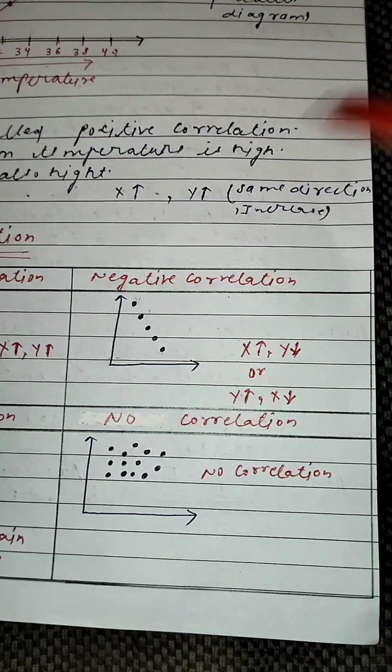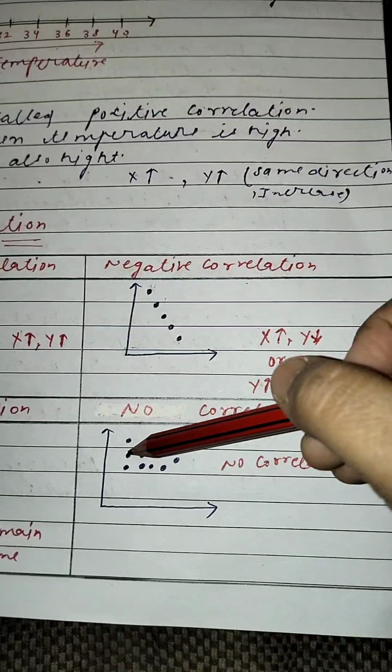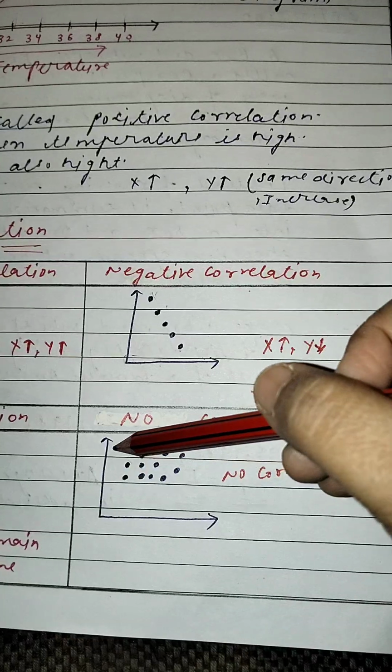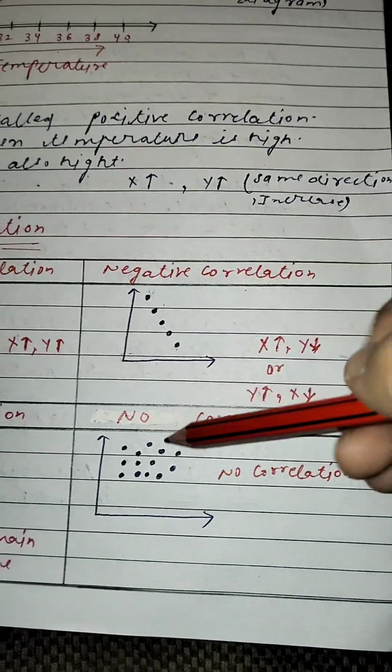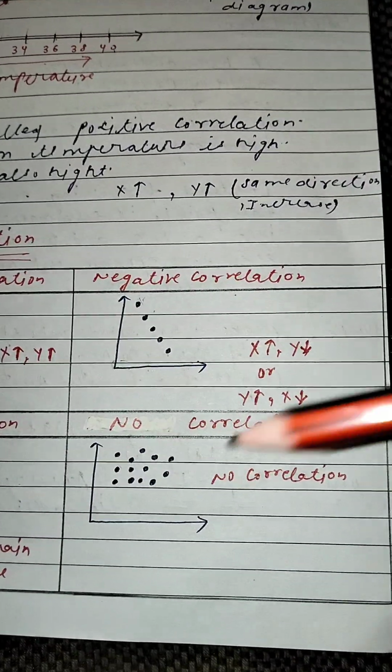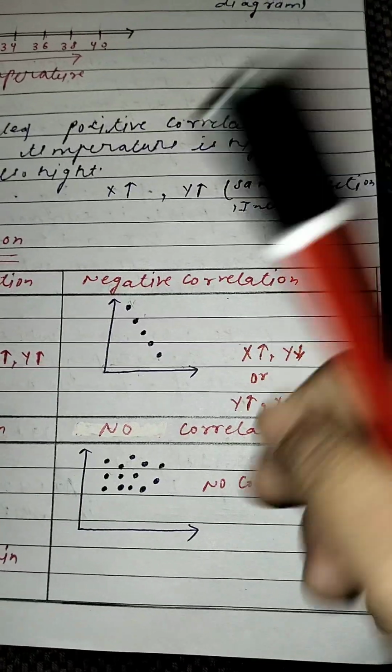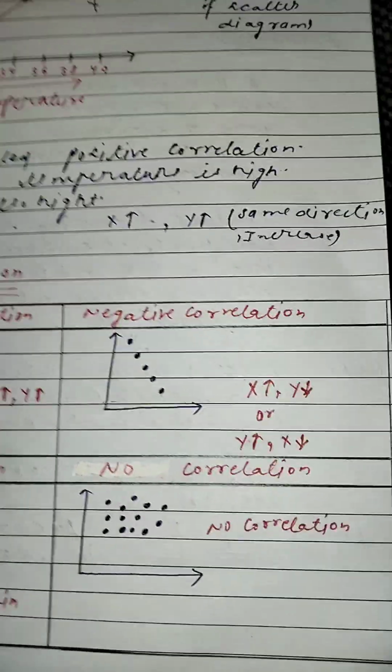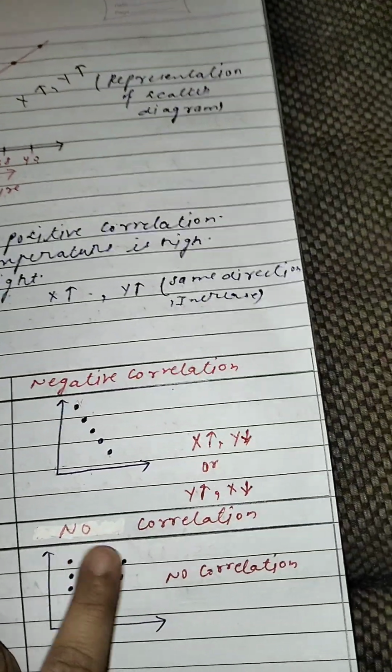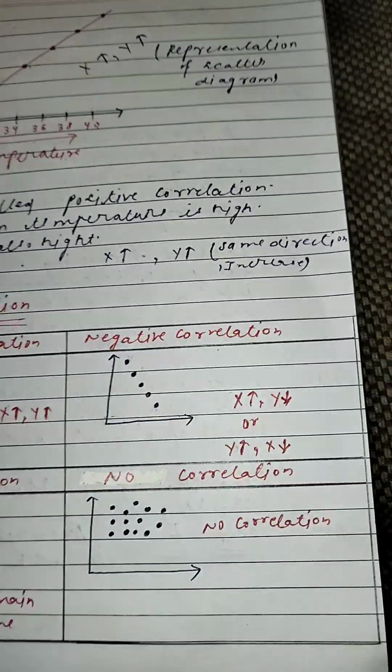Okay, and the last is when there is no correlation, when you can't estimate whether it is high, low, or constant. It means you can't determine positive, negative, or constant. This is called no correlation. When there is no specific value, this is called no correlation.